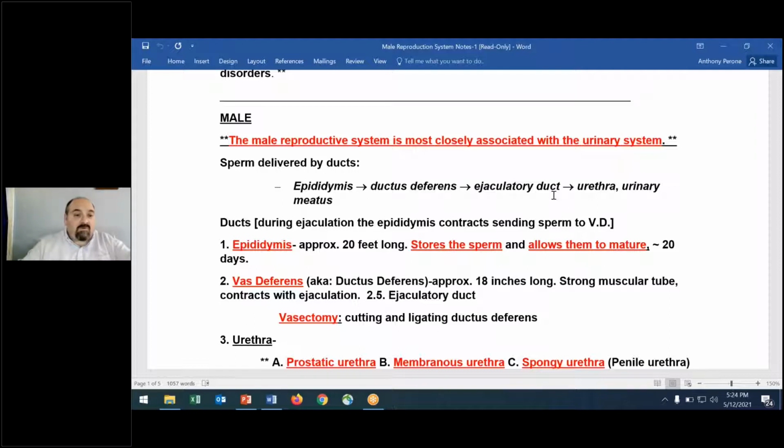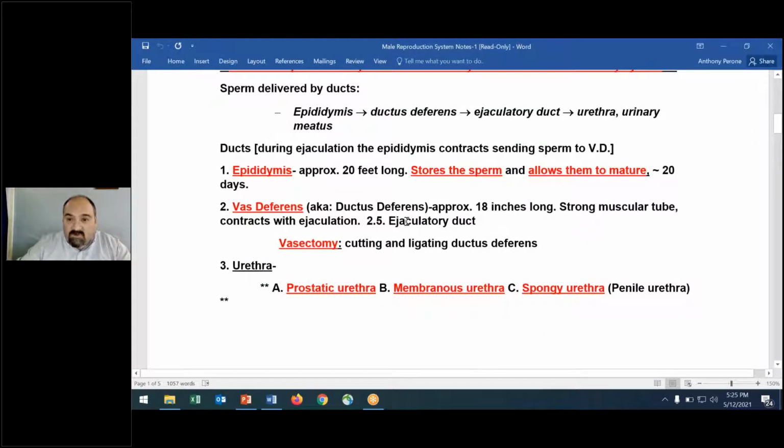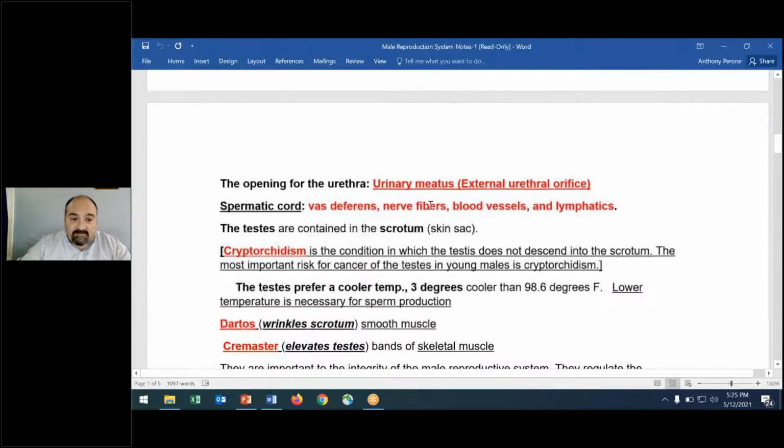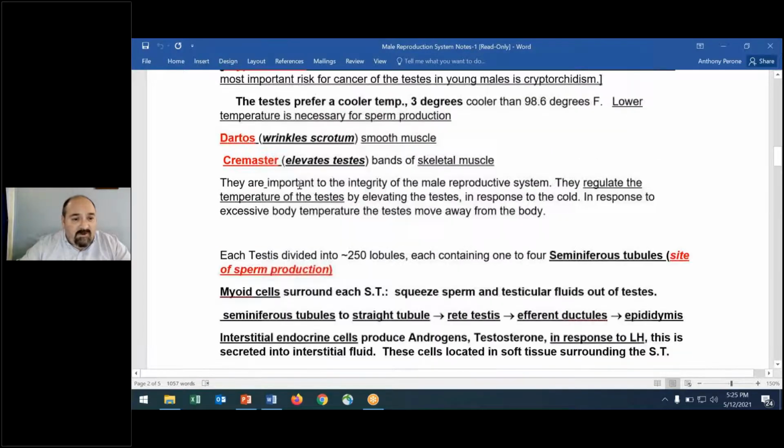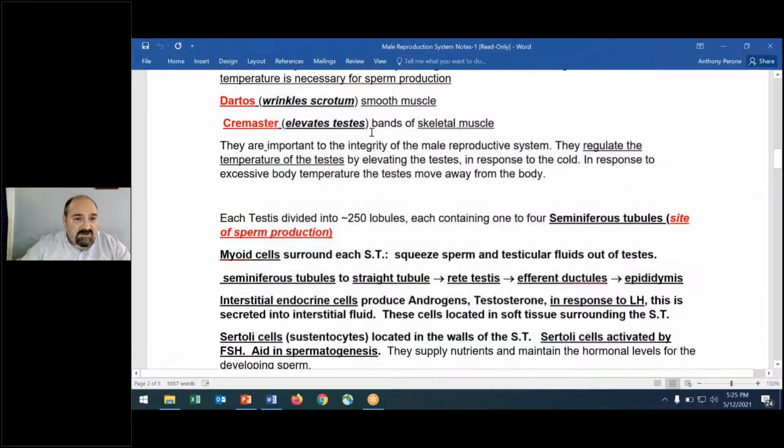And so we'll look here at the male, and the different ducts and what's taking place within these ducts, these tubes, and what's going on with issues like cryptorchidism. And also what's going on with the musculature, maintaining a proper temperature control of the testes.